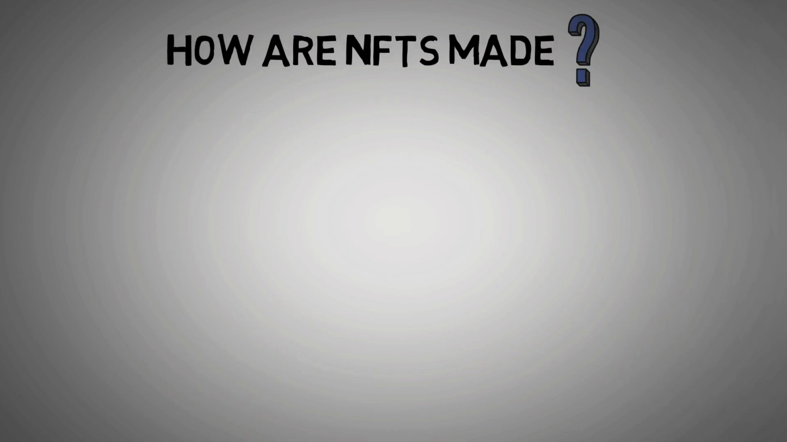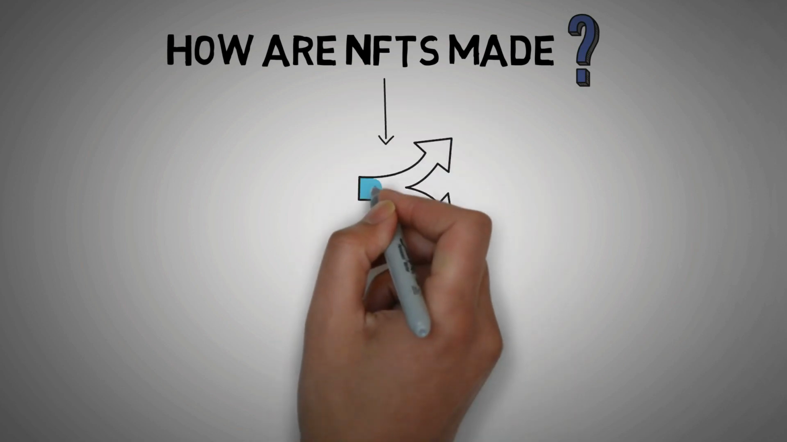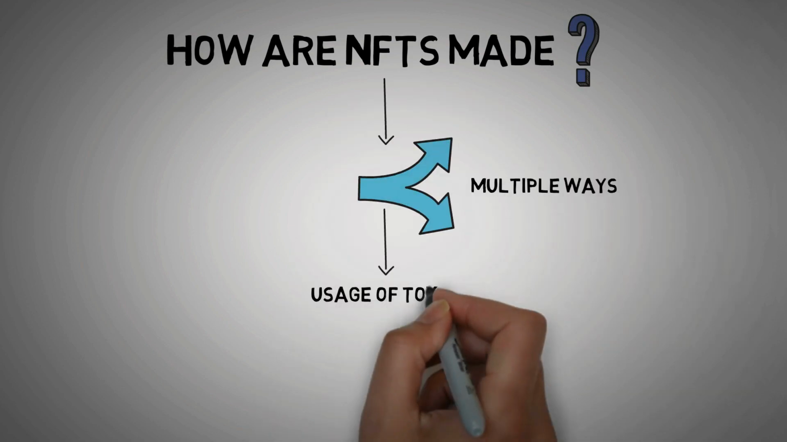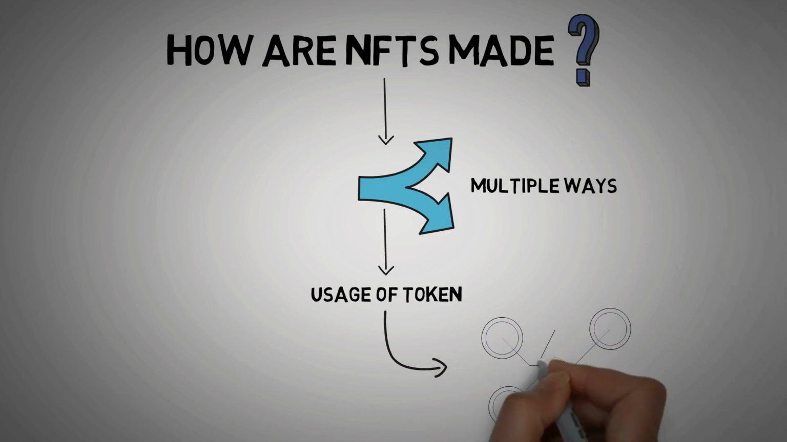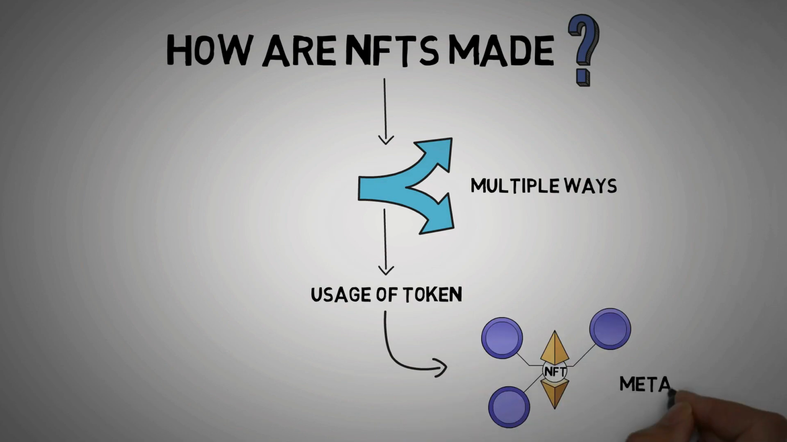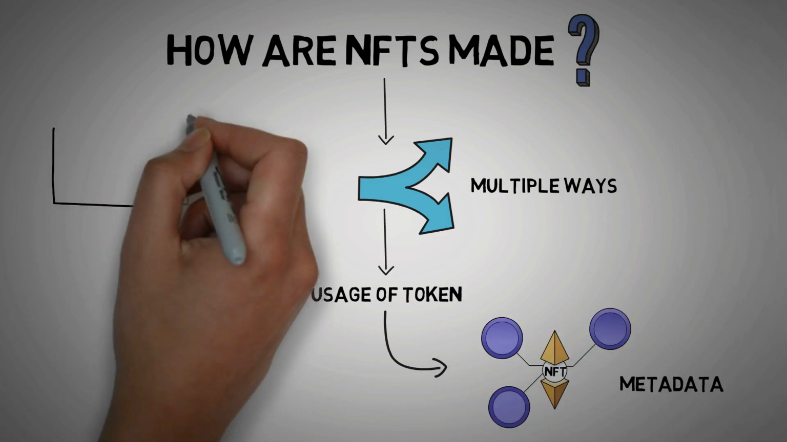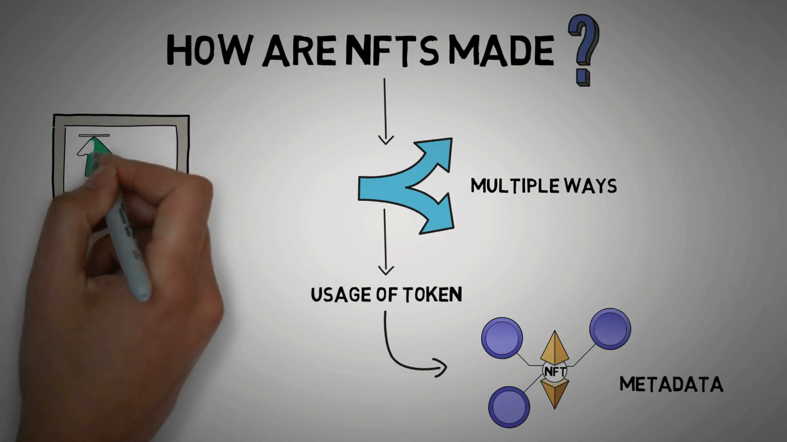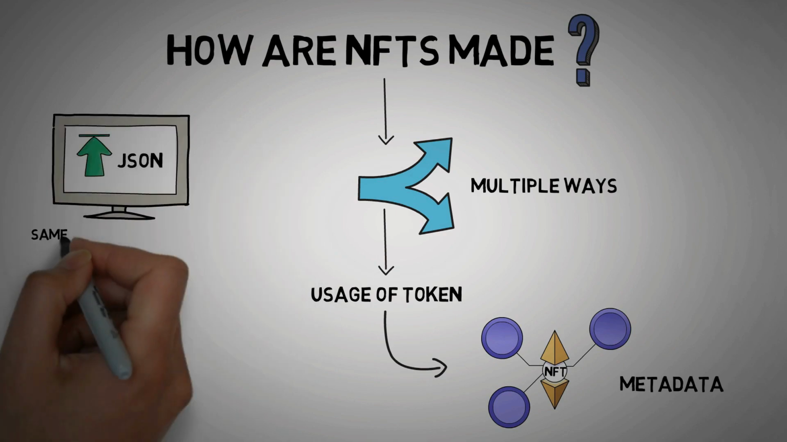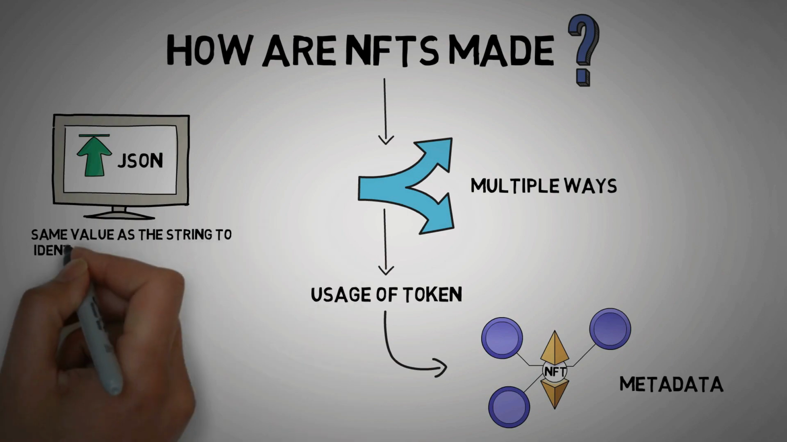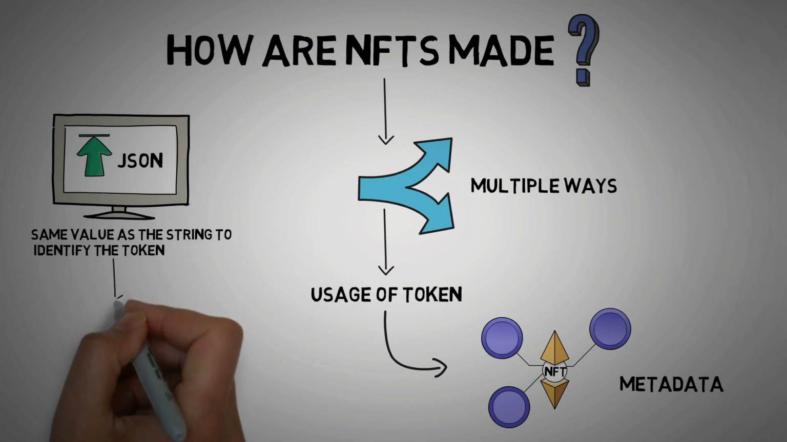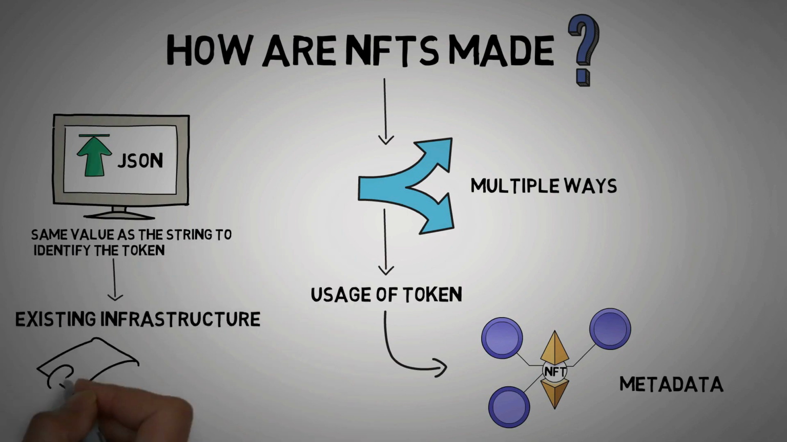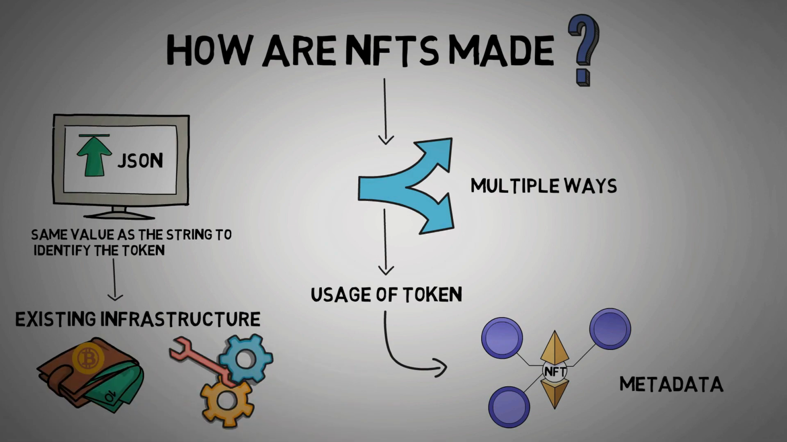How are NFT made? NFT can be made in multiple ways, which would depend on the context of usage of the token. However, most tokens have a string attached with metadata used to identify the token and its properties. An easy way to create an NFT would be to upload a file with metadata as a JSON object and use the same value as the string to identify the token. This could help in using existing infrastructure, including wallets and exchanges, without much modification.